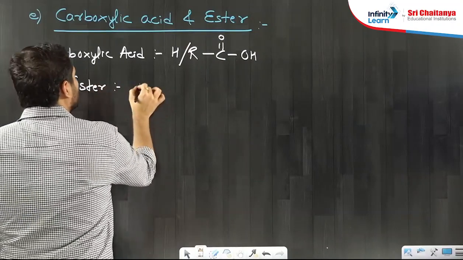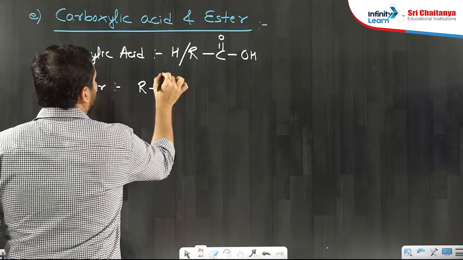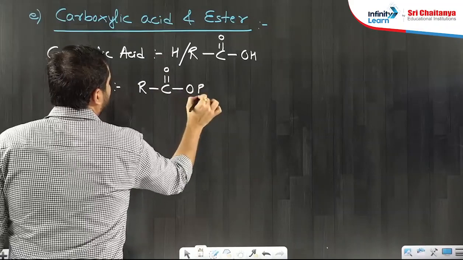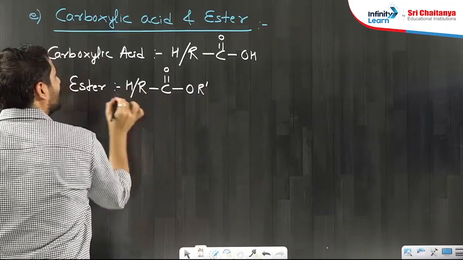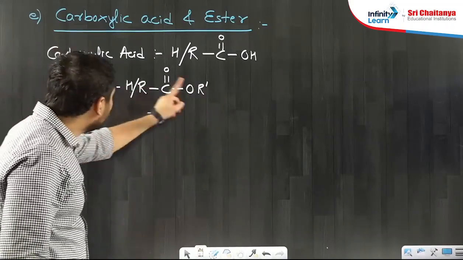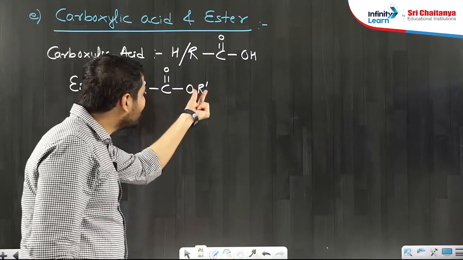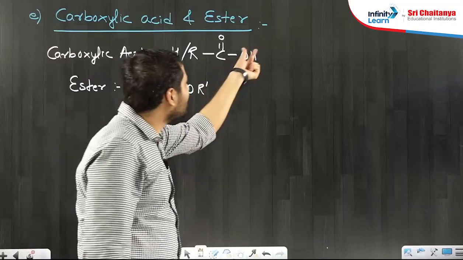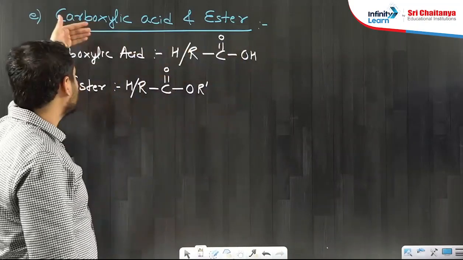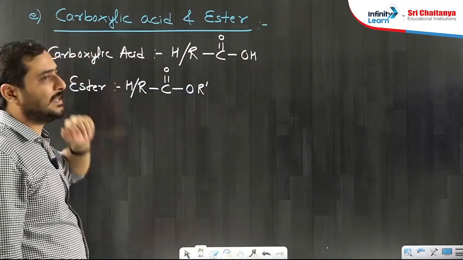Now what is ester? Ester is R, C double bond O, OR dash. Here hydrogen can also be present. Now these two alkyl groups can be the same or different. Now here with oxygen what is present? Alkyl group. Here with oxygen what is present? Hydrogen. So this is carboxylic acid and this is ester.